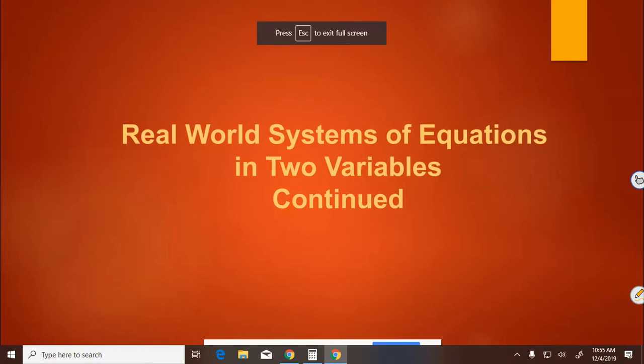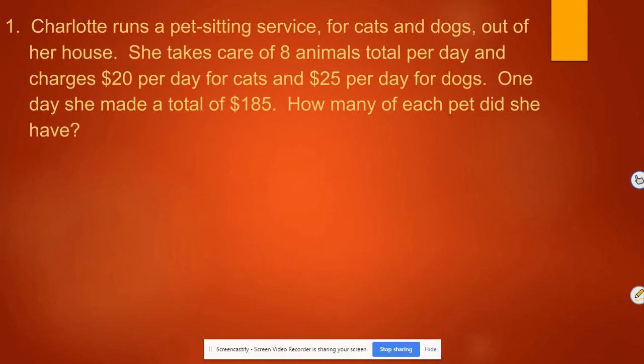Hey gang, today we're continuing to look at some real world systems of equations written in two variables. Here's our first example. Charlotte runs a pet sitting service for cats and dogs out of her house. She takes care of 8 animals total per day and charges $20 per day for cats and $25 per day for dogs. One day she made a total of $185. How many of each pet did she have?